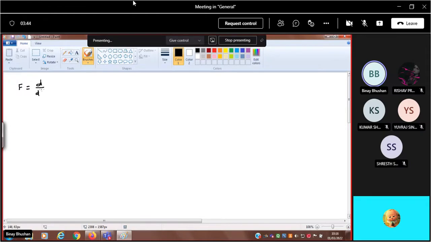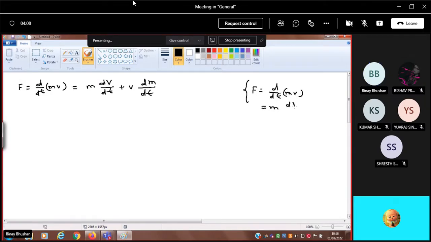Equal to the rate of change of momentum, then realizing that the mass of a particle is not a constant quantity, so we differentiated both m and v. In classical mechanics, F is equal to d by dt of mv, and we take m out, so m dv by dt, so this is equal to ma. Net force acting on a body is equal to mass into acceleration. But here we have this extra term, because mass is not a constant quantity.